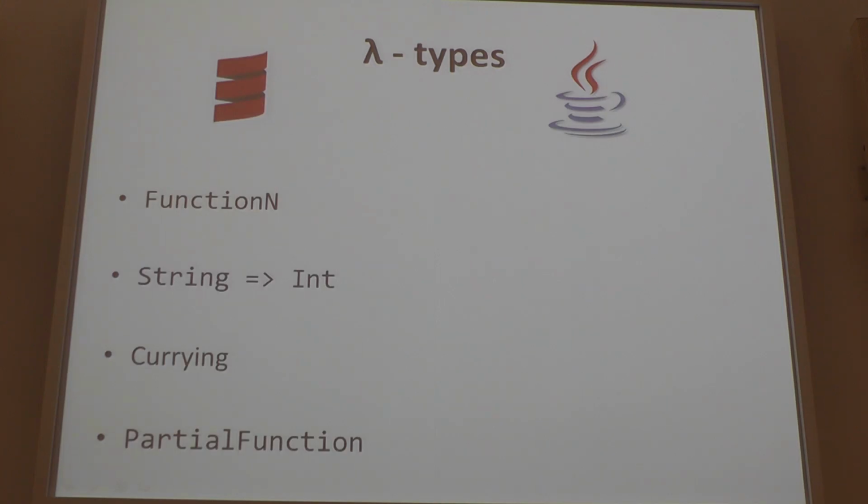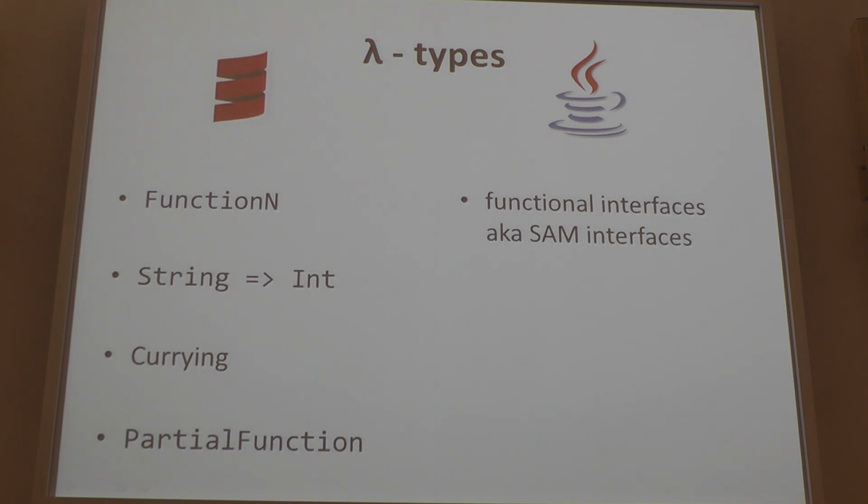And also there is, for example, a partial function that is a special kind of function. It extends function, but it does not need to be defined for every value for its type. So I can have a partial function of int, and it doesn't need to be defined for every integer. So there is some special support in Scala for functions.